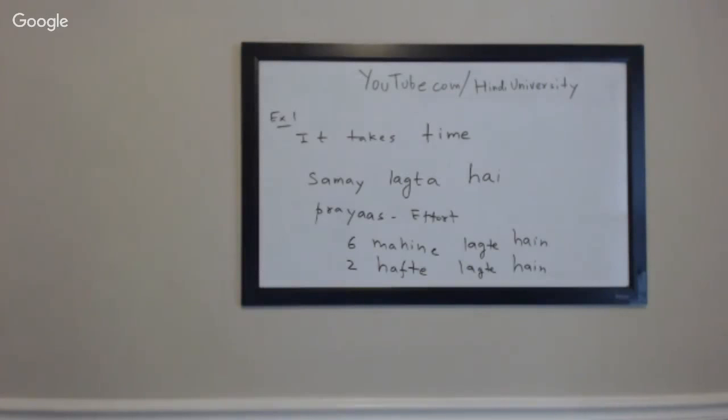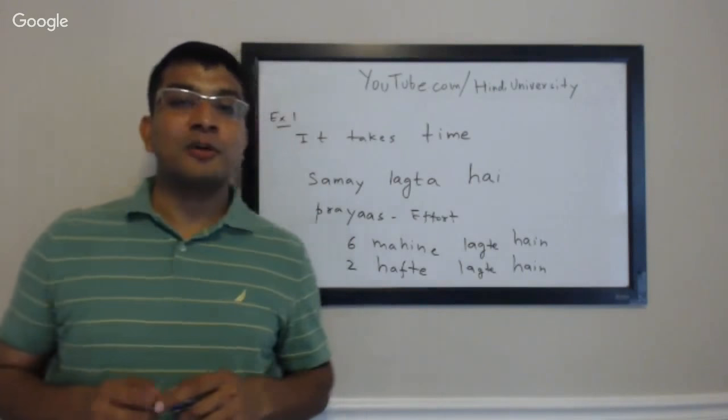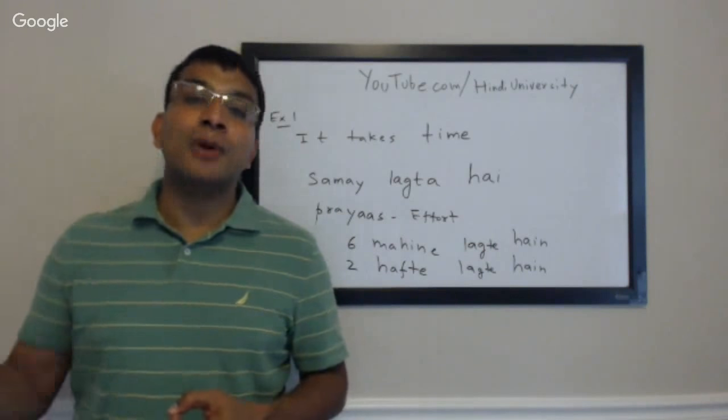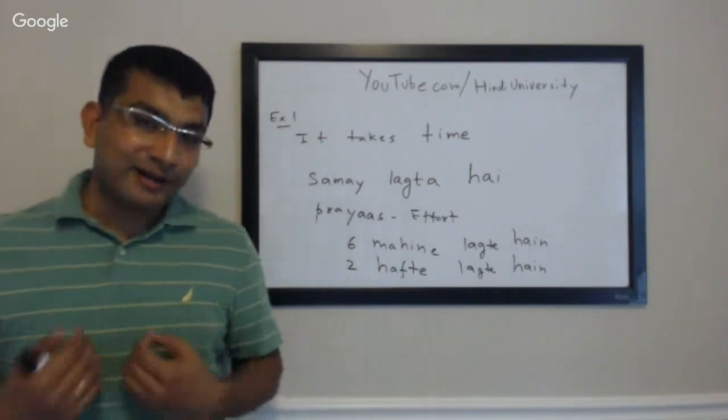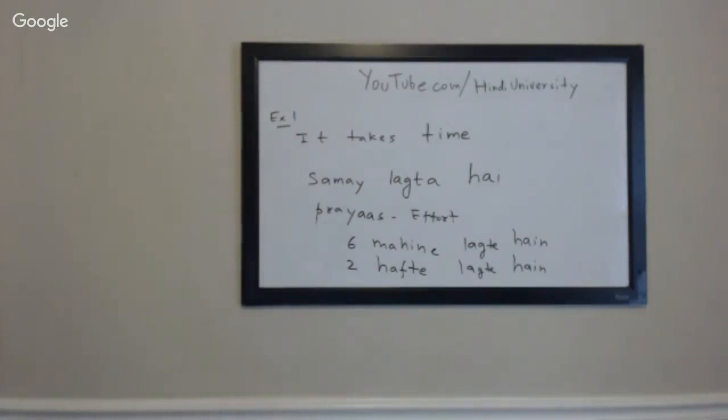Okay, and that's why the first sentence that I wrote, that it takes 6 months to get there or 3 days to get there. The 3 days part was simple, 3 din lagte hain. The more difficult part was "to get there", wahan pahunchne mein. Okay, that again will come with practice. You have to stick with me and then we'll be able to deconstruct that.